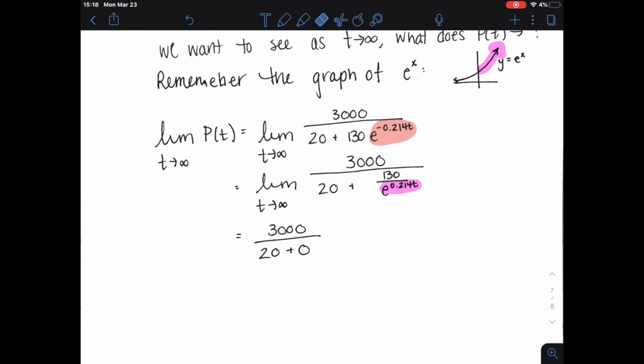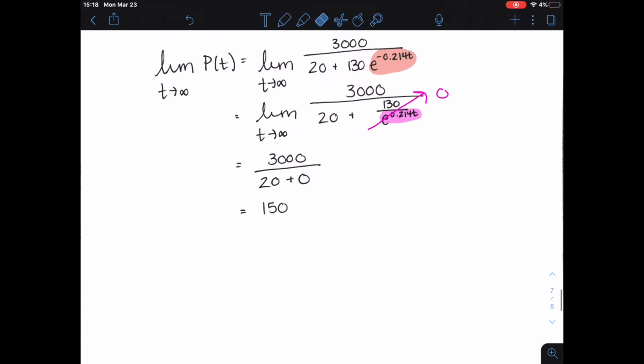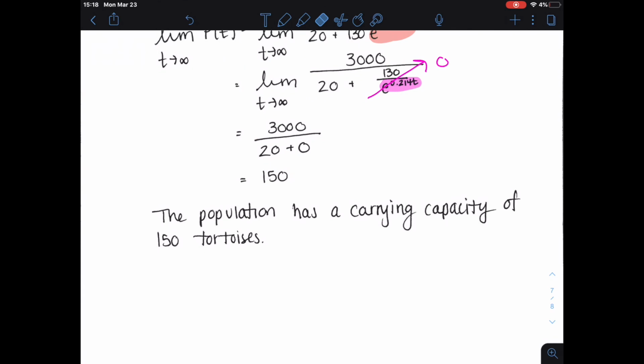So what happens in the limit is the 130 over the exponential function just tends to 0. So this whole thing goes to 0 in the limit. So you get 3,000 over 20 plus 0, which simplifies to just 150. So what that means is the population of tortoises has a carrying capacity of 150. So when it reaches that amount, it's going to plateau. If you try the rate of change at any other value close to there, you're going to see that it's very, very small. So basically the tortoise population isn't going to be changing.